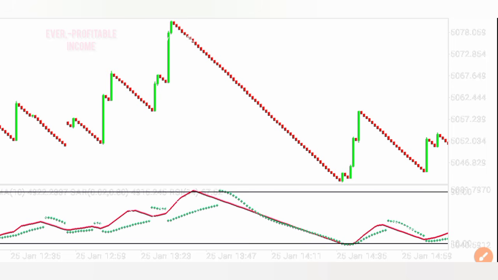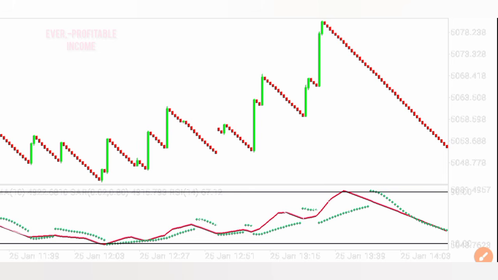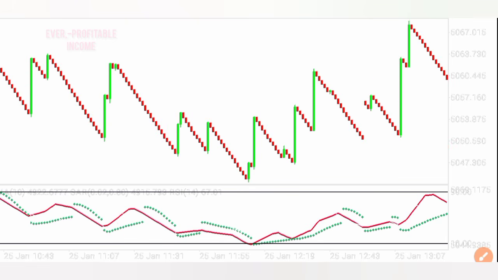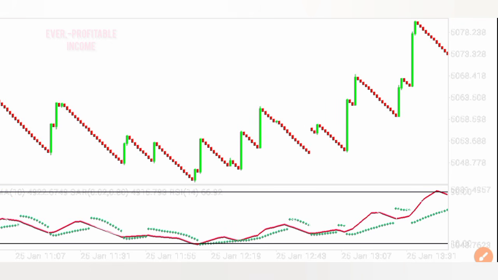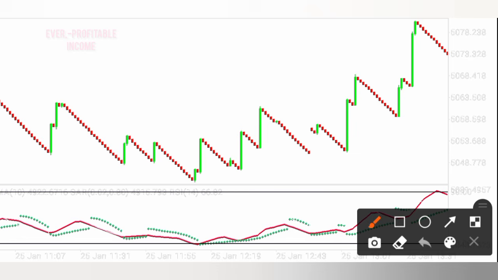Today we're going to be looking at how to catch spikes using these two indicators, just two indicators on our indicator windows. To catch spikes, we have the MA, very simple and basic, as simple as it is very accurate. We have the MA, which is your moving average, and the parabolic SAR. The red line here is your MA, while the green dotted lines that you can see are the parabolic SAR.